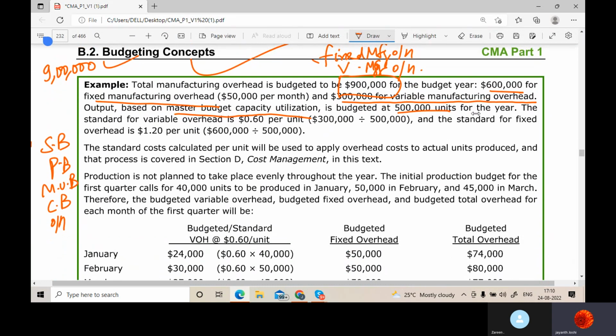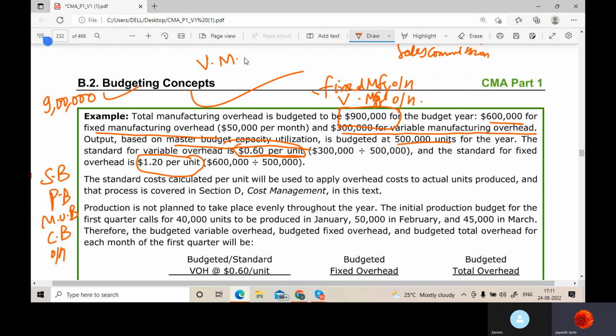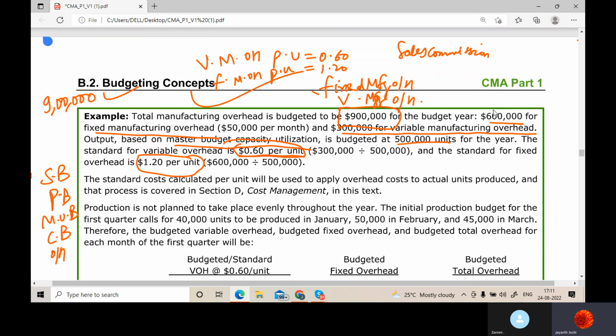So here the standard for variable overhead is 3 lakh, the variable overhead divided by this many units. So this much dollar per unit is the standard variable overhead. So here what has happened is they have directly given how many units they want to produce. So we directly divided, and we got the variable overhead per unit and the fixed overhead per unit. The variable overhead per unit is 0.60 dollars, and the fixed overhead per unit is 1.20. So variable manufacturing overhead per unit is equal to 0.60. Fixed manufacturing overhead per unit is equal to 1.20. Okay, we have directly divided the overheads by the number of units.